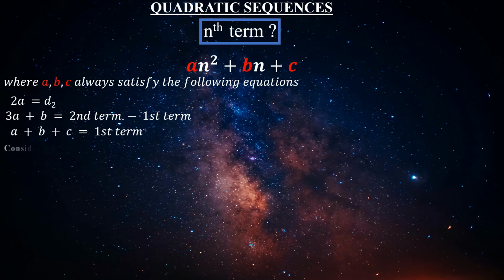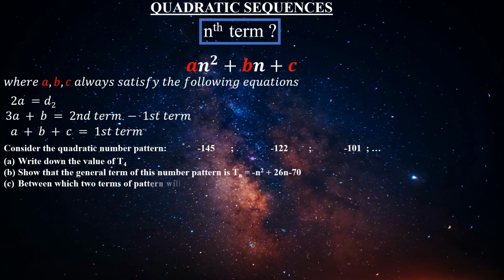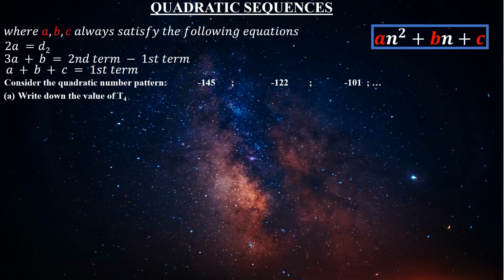Now let's look at an example. Consider a quadratic pattern. The first number is negative 145, then negative 122, and the third is negative 101. Write down the value of T4. Show that the general term of the pattern is Tn equals negative n squared plus 26n minus 70. Between which two terms of the pattern will the difference be negative 121? This one is from the National Senior Certificate, South Africa, November 2021. Let's put this on a new page.